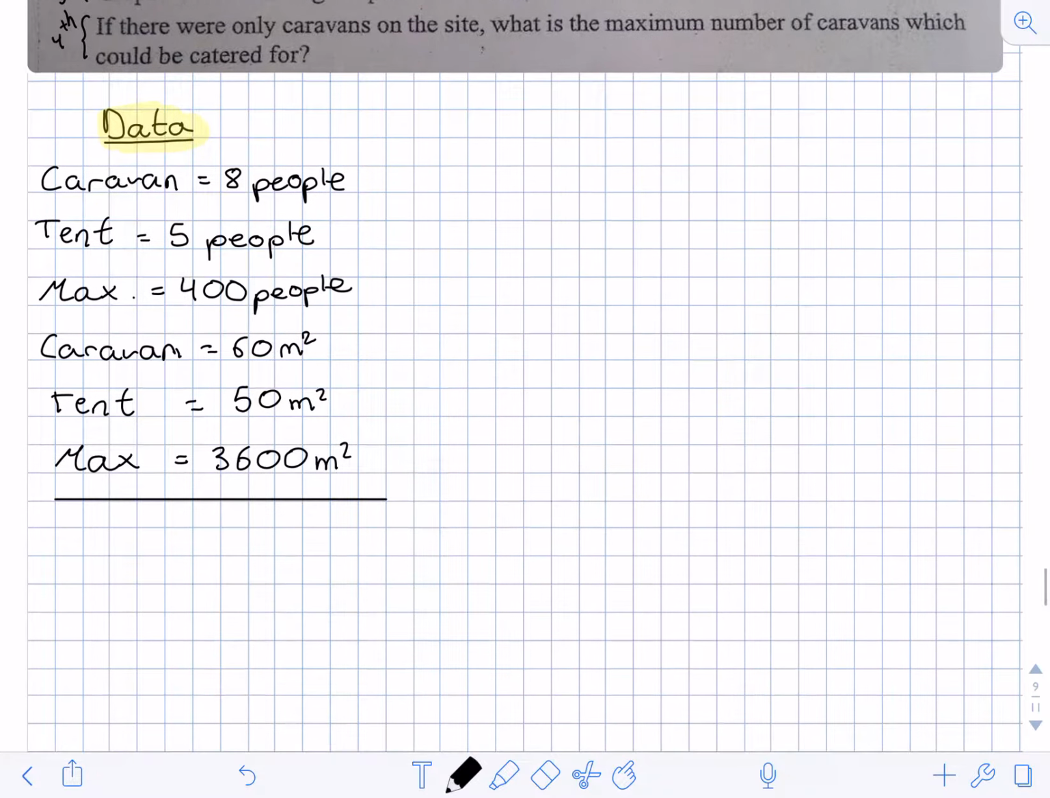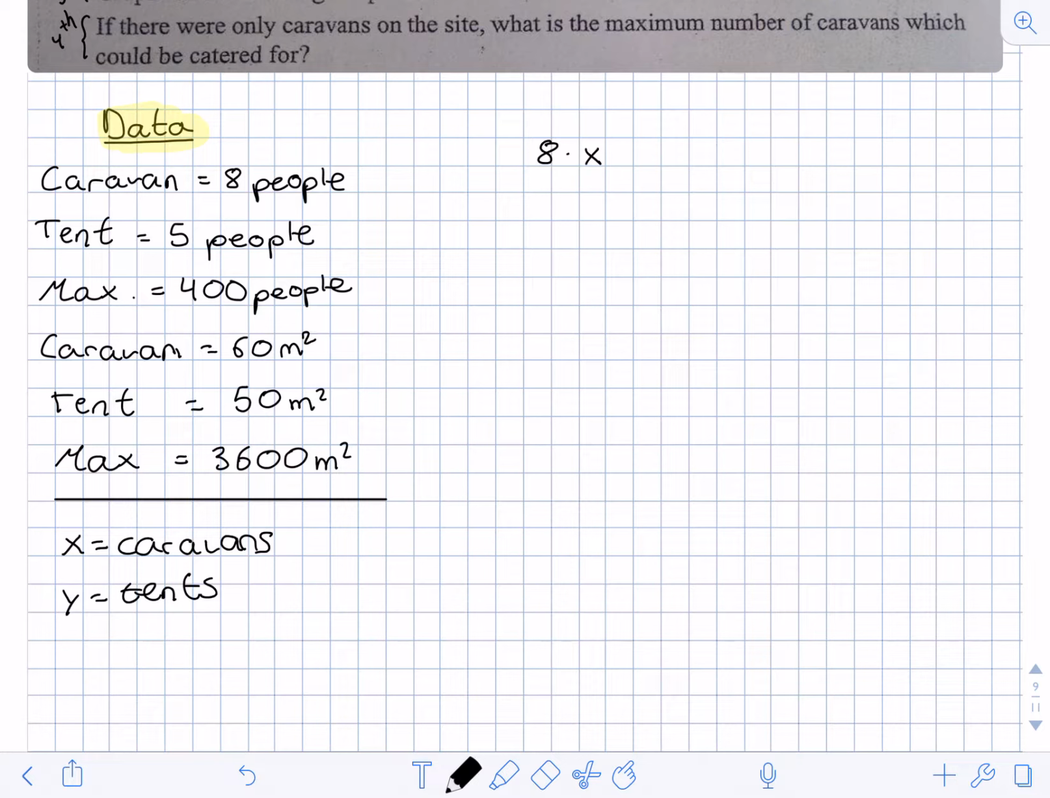So we say X is equal to caravans, and then Y is equal to tents, okay? So we know that there's going to be 8 people by the number of caravans. Caravan, we said it was X, okay? Because in each caravan there's 8 people, and there is going to be 8 people per caravan.